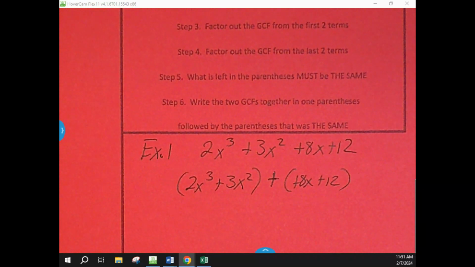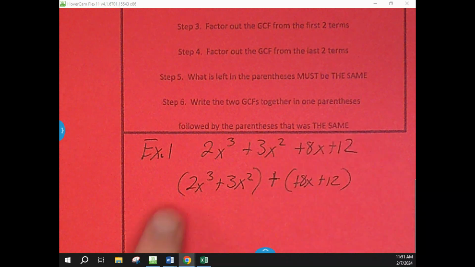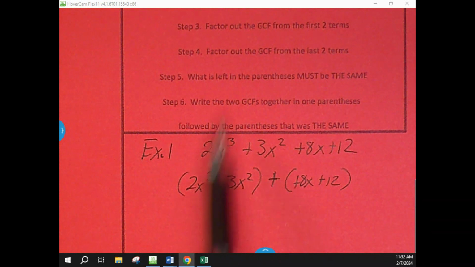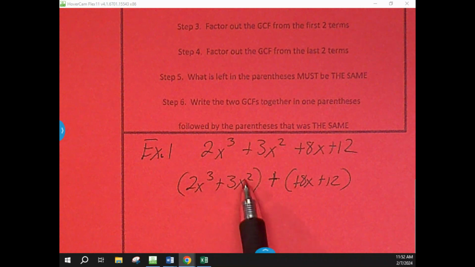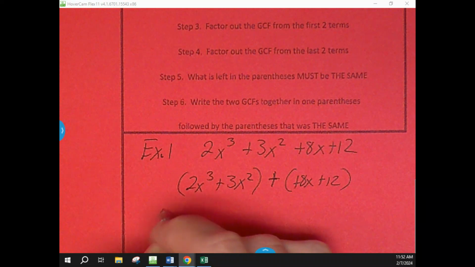Okay, now here's the one thing you've got to remember. We're going to factor out the greatest common factor from the first 2 terms. If we're doing greatest common factors with 2x to the third and 3x squared, if it's 2 and 3, there's not a number you can divide out of both, so there's nothing there. But with x to the third and x to the second, if we're taking out greatest common factors, you take out the smallest amount of a variable you have. So we can take out an x squared.